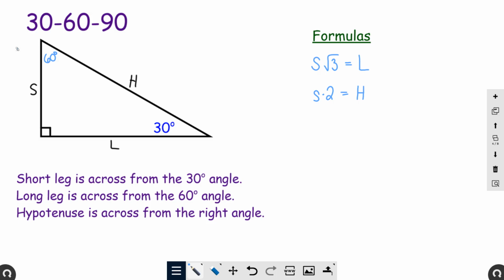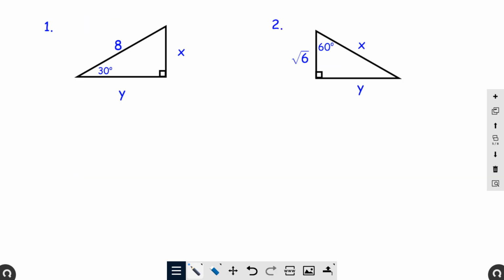So it was short leg times the square root of 3 is the long leg. Okay, then we have short leg, multiply it by 2 is your hypotenuse. See? So if you remember the hand motions, it does help remember the song. So let's do some example problems with these. Everybody copy down number 1.